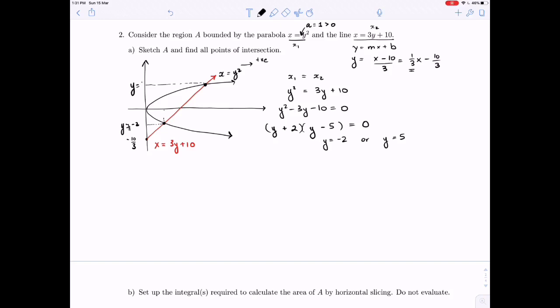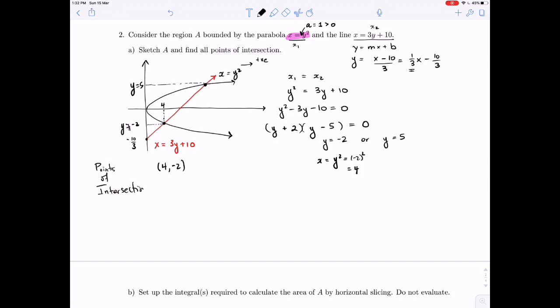And y equals 5. So to find the corresponding x values, I'm obviously going to plug back in to one of the original equations. I'll choose the simpler one. I guess that's probably this one. So I'll plug those back in, and if x is equal to y squared, then we've got minus 2 squared, which is going to give me 4. So that is the x value of this point. So our first point of intersection is the point 4, minus 2. So these are our points of intersection.